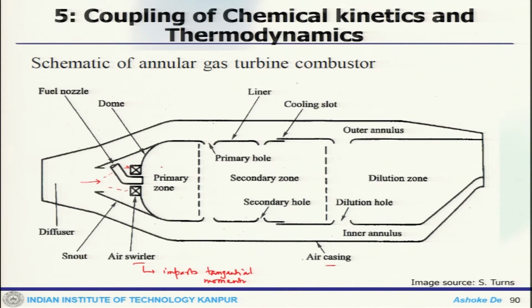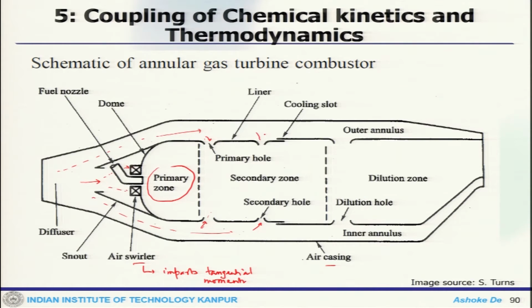and then the air is there. So, in the primary zone, there would be the primary reaction going on. So, this is called the primary zone. Then these are the primary holes, where again the air is passed through, and this is the liner, and these are the secondary holes, where the secondary holes allow some more air to come in, because some air which is bypassed goes through these casings and through these holes.